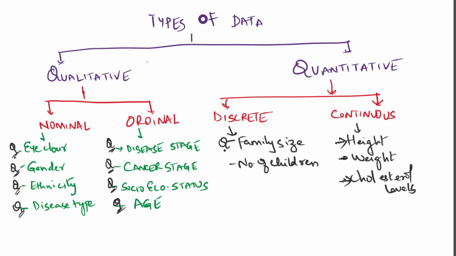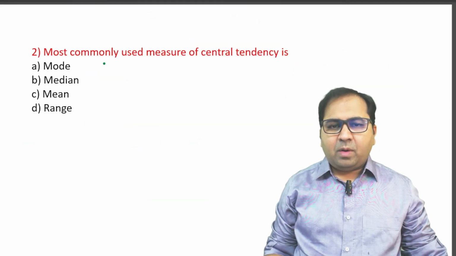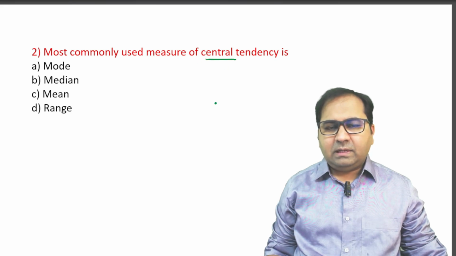Discrete, regarding the family size, number of children. Height was a question. Weight was a question, and cholesterol levels. All these were previously asked. So we have made a chart over here, and we have put all the variables whatever they have asked in our previous questions. Please go through this chart thoroughly, because one question from this chart will definitely come and it should not be lost. Next question. The most commonly used measure of central tendency is what?